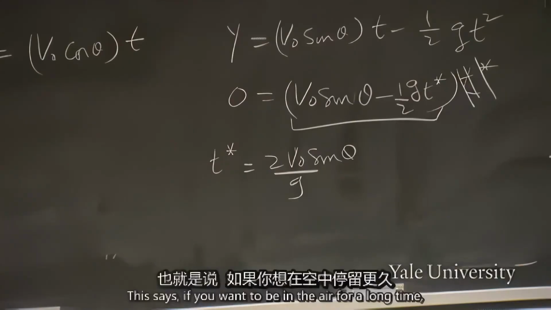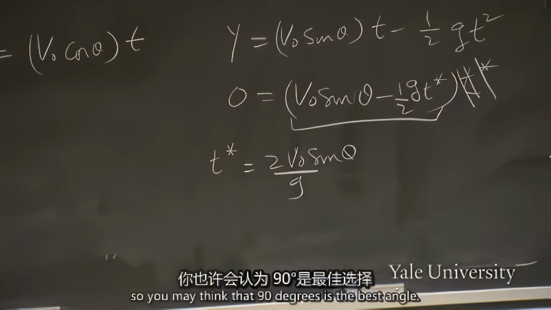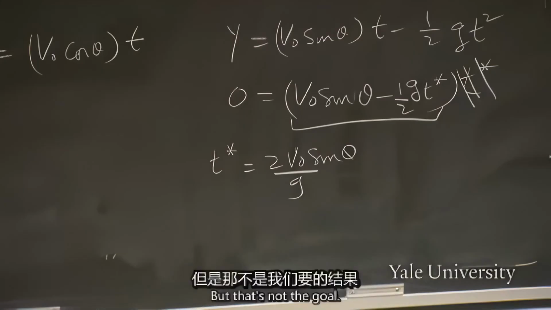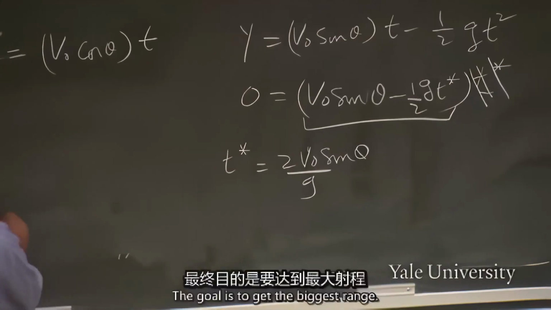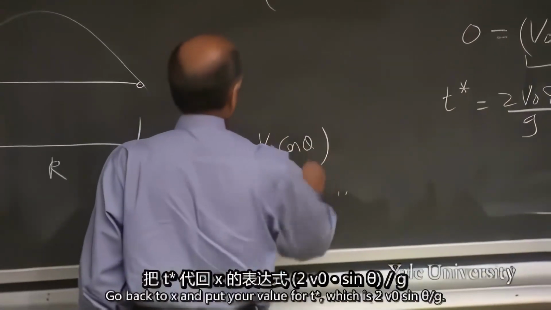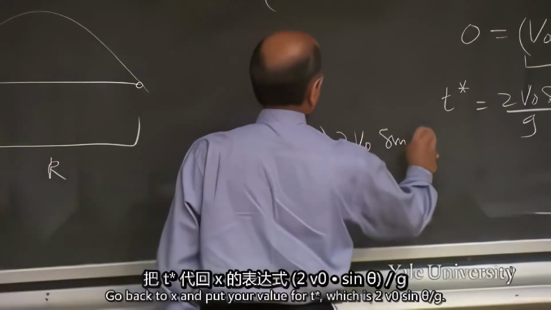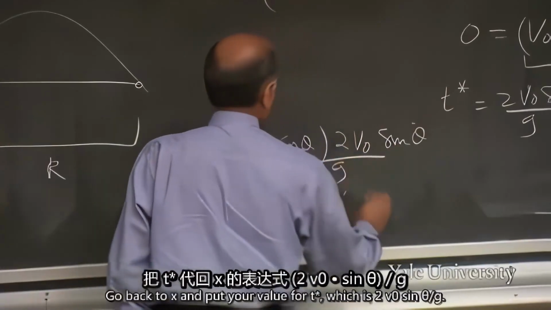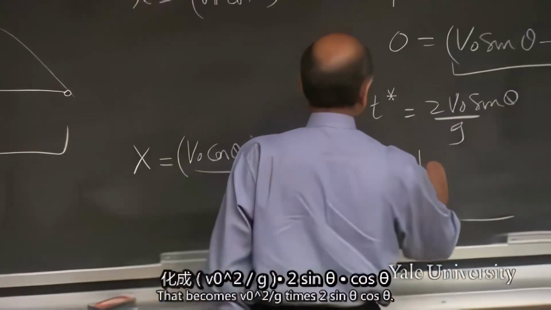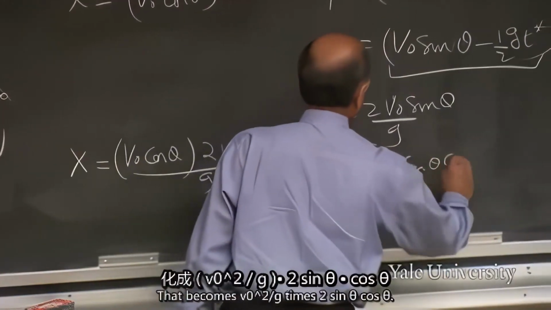This says if you want to be in the air for a long time, maximize sine theta, so you may think 90 degrees is the best angle. But that's not the goal. The goal is to get the biggest range. So go back to x and put in your value for t star, which is 2v0 sine theta over g, and that becomes v0 squared over g times 2 sine theta cosine theta.